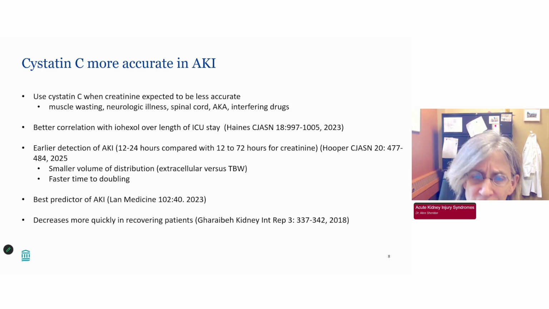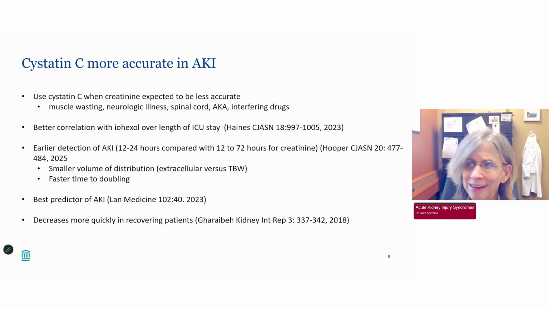Again, the 2026 draft guideline suggests using the cystatin C rather than the creatinine when the creatinine is expected to be less accurate. Well, we know the creatinine is likely less accurate among patients with reduced muscle mass, such as those with neurologic conditions, muscle wasting, spinal cord injury, certainly an above-the-knee amputation, and among those patients that are treated with agents that alter the secretion of creatinine, such as trimethoprim.